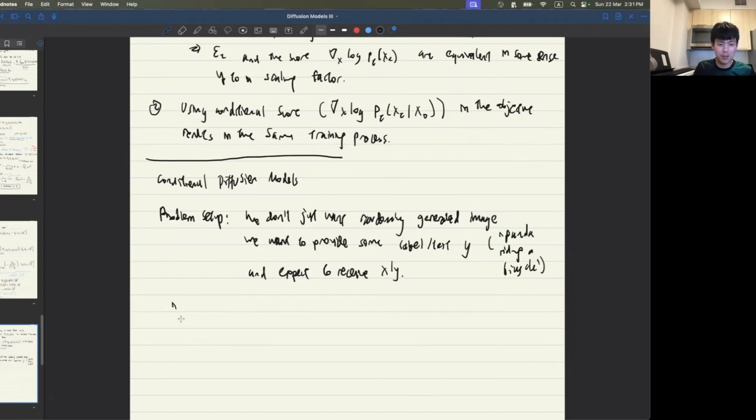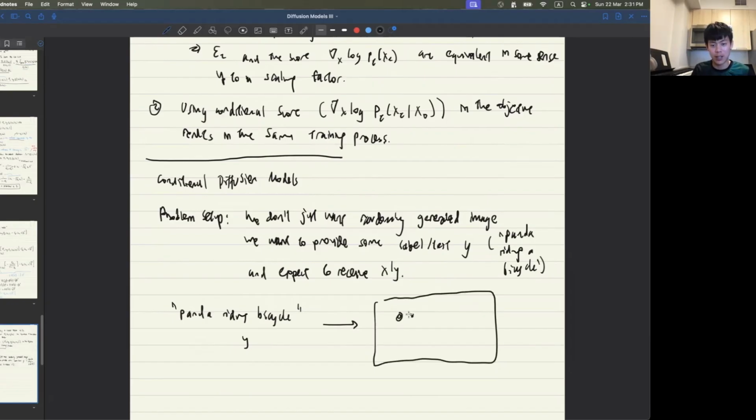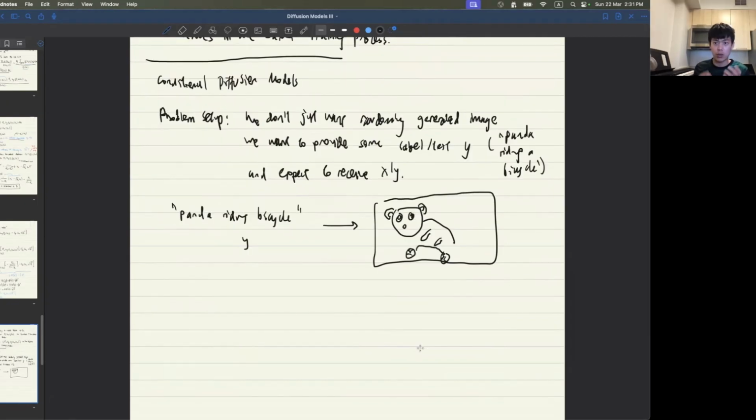So let me just make it more visual. "Panda riding bicycle" is the y here, and we pass it to the model. We expect the model to really generate an image that is a panda riding some sort of bicycle, right? It turns out that with the stochastic differential equation version of diffusion models, we can get this for free.